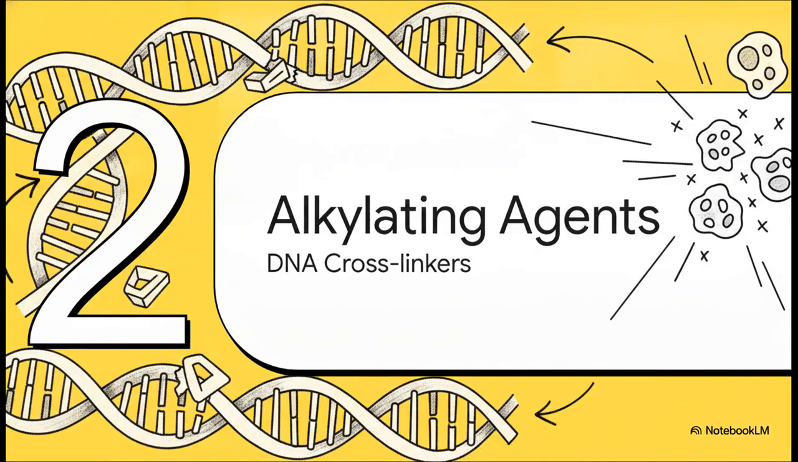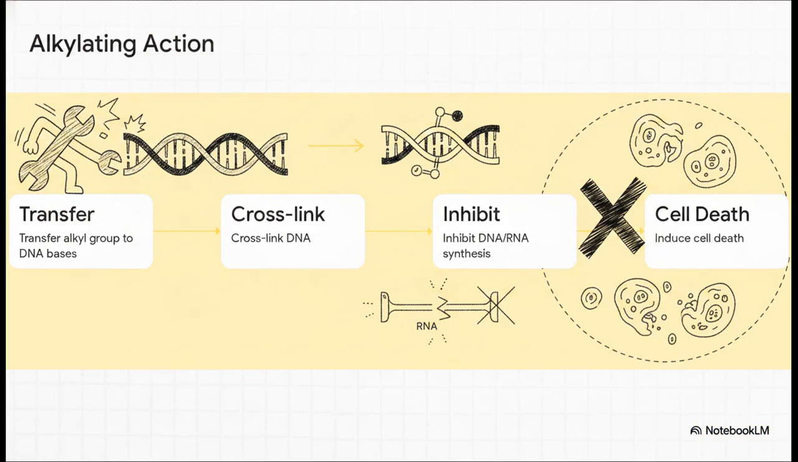Let's move to our first major classification to build our attack strategy. Section 2, the alkylating agents, are DNA crosslinkers. I want you to think of these agents as throwing a massive physical wrench right into the cellular machinery. They work by transferring an alkyl group directly to DNA bases, specifically the N7 of guanine. This creates a physical crosslink in the DNA strands. Because the DNA is essentially glued together, it just can't replicate. That inhibits DNA and RNA synthesis, which inevitably induces cell death.